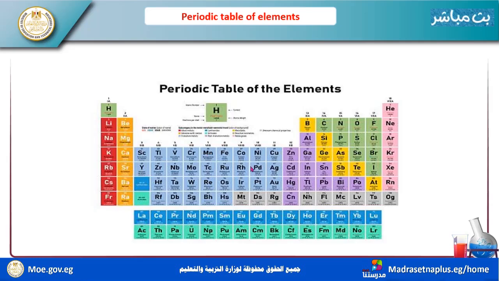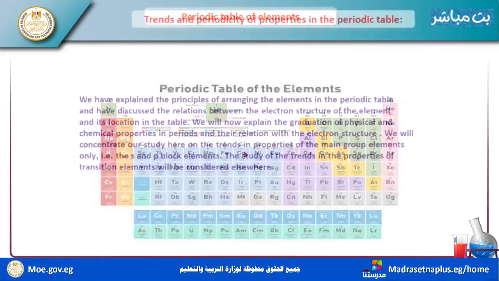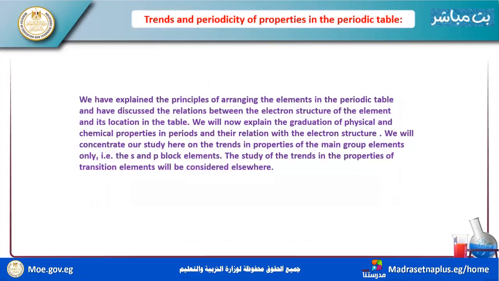Okay, you can know the location of any element in the periodic table by deduction or by using electronic configuration. By using electronic configuration, we can determine the position of elements in these regions. Trends and periodicity of properties in the periodic table.